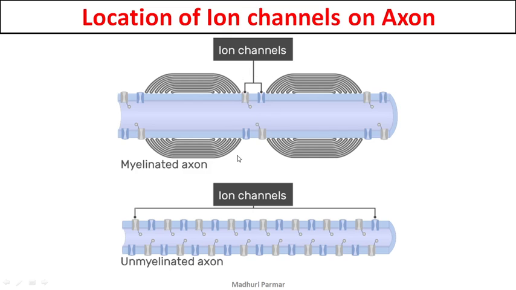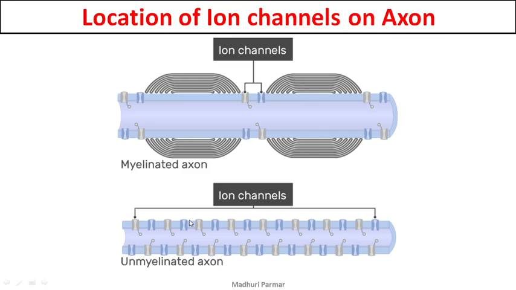क्यों इधर ही present है, इधर कहीं पे नहीं दिख रहा? The answer is, remember, myelin sheath is an electrical insulator. It will not allow the charged particles to move outside and inside. So wherever this myelin sheath is present, the ion channels are not present in larger amount. They are mostly present in the nodes of Ranvier.